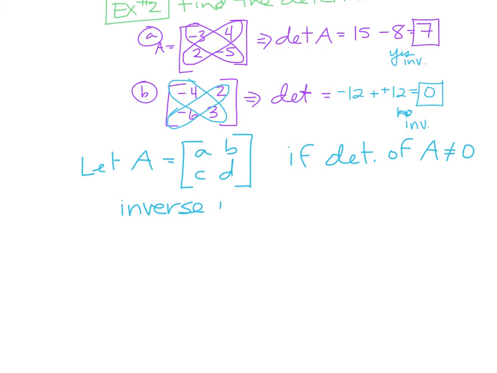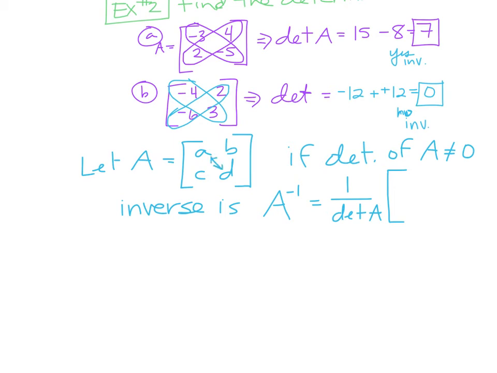So your inverse is, and then it's this, the inverse of matrix A is 1 over the determinant of A times, and now here's where things get a little bit different, okay? We're not multiplying by A, we're multiplying by a different matrix.